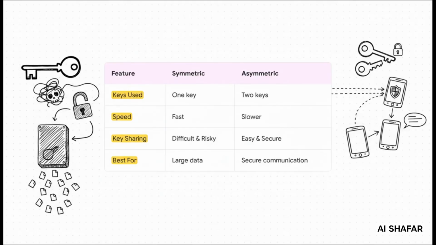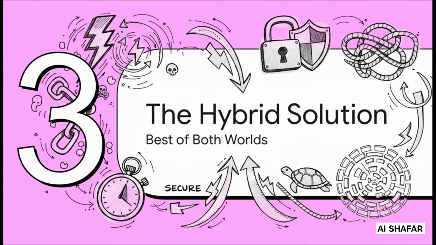So let's just put them head-to-head real quick. Symmetric: 1 key, super fast, but sharing that key is a huge risk. Best for big chunks of data, like on your own computer. Asymmetric: 2 keys, a bit slower, but sharing the public key is totally safe. Perfect for secure communication, like email or messages. Okay, so we've got one option that's fast but kind of risky to set up, and another that's super secure but slow. Seems like we have to pick one, right? A classic trade-off. But what if we didn't have to choose?